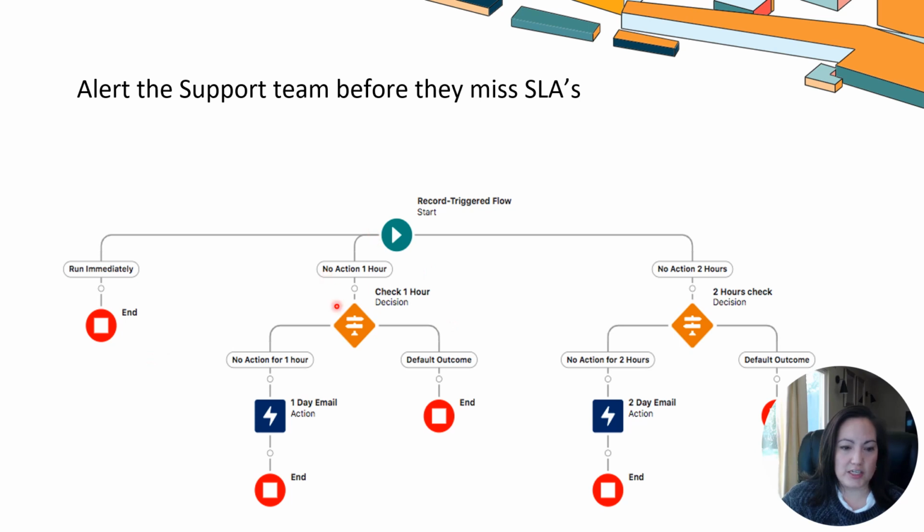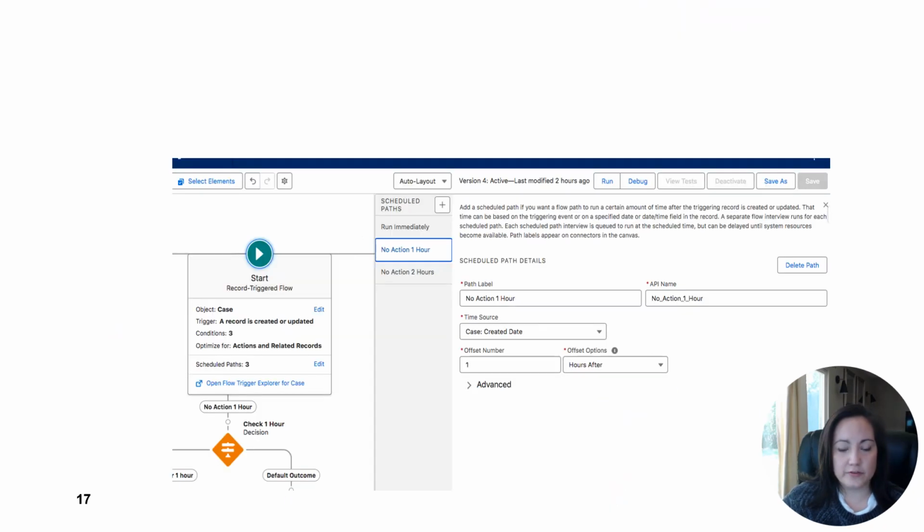The second branch is if no action is taken under 1 hour, then an email is sent to the escalation team or person. And then the third branch is if there's no action after 2 hours, then an email alert is sent to the dedicated person. Here's what the flow looks like behind the scenes. And here are the 3 scheduled paths. And you can see this particular 1 hour scheduled path is laid out here.